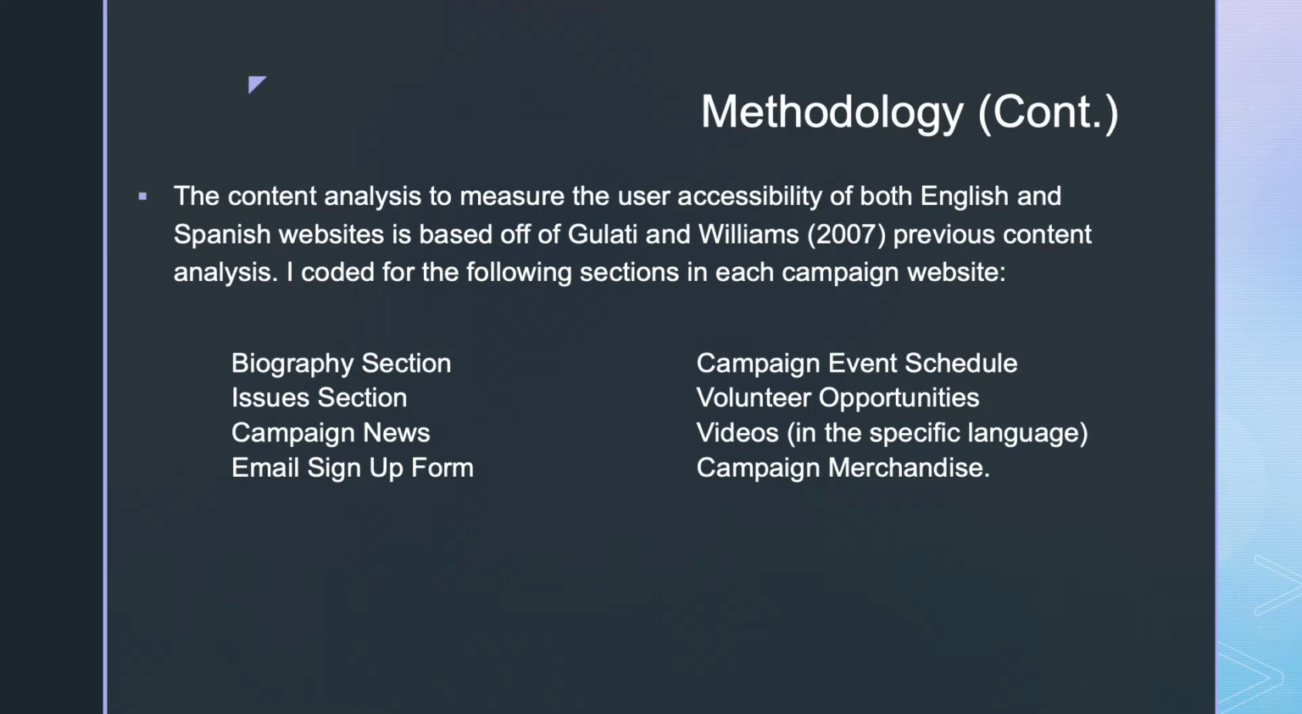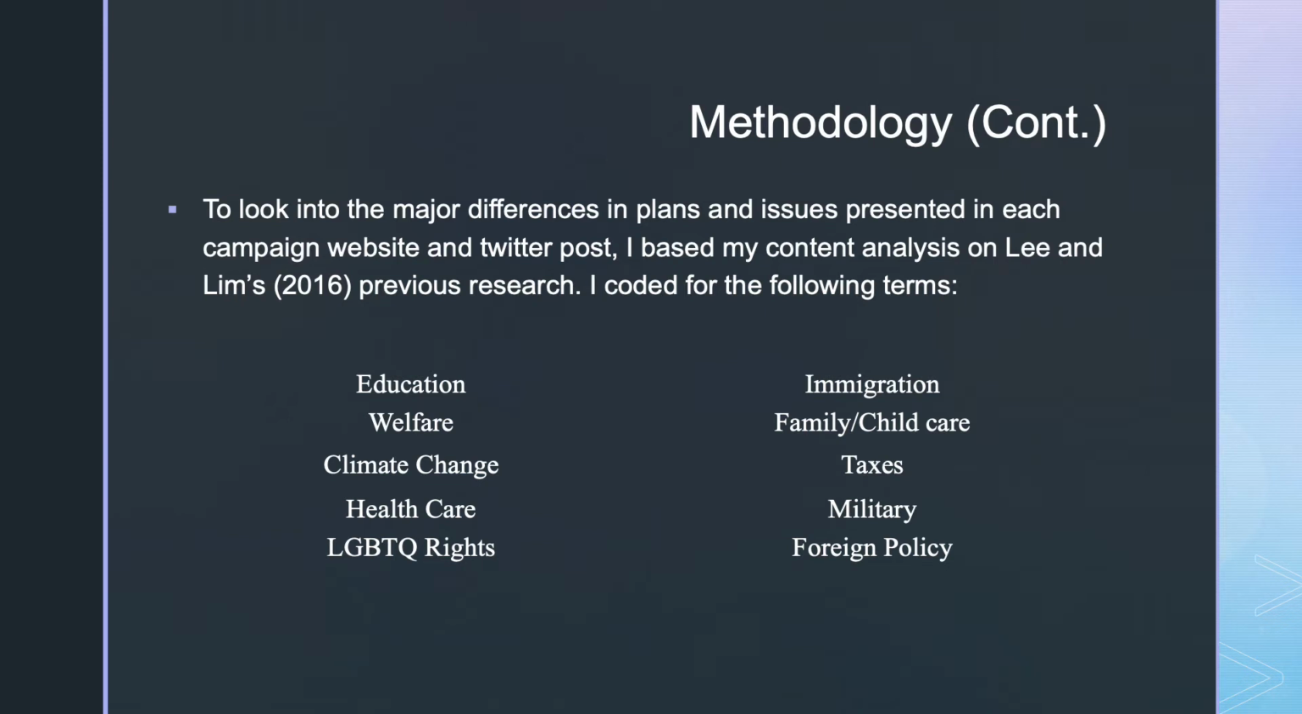I coded for the following sections in each campaign website: biography section, issue section, campaign news, email sign-up form, campaign event schedule, volunteer opportunities, videos, and campaign merchandise. To look into the major differences in plans and issues presented in each campaign website and Twitter post, I based my content analysis on Lee Lim's previous research. I coded for the following terms: education, welfare, climate change, healthcare, LGBTQ rights, immigration, family and childcare, taxes, military, and foreign policy.